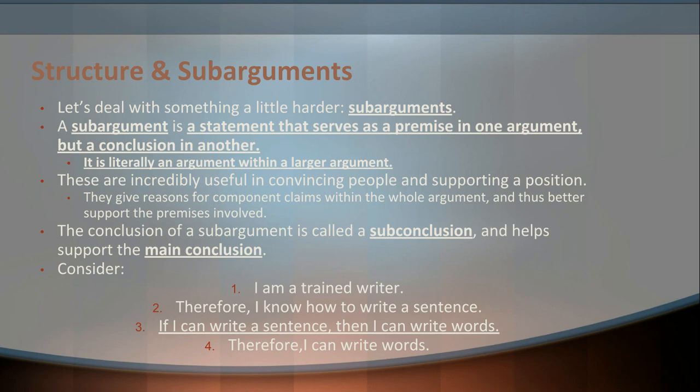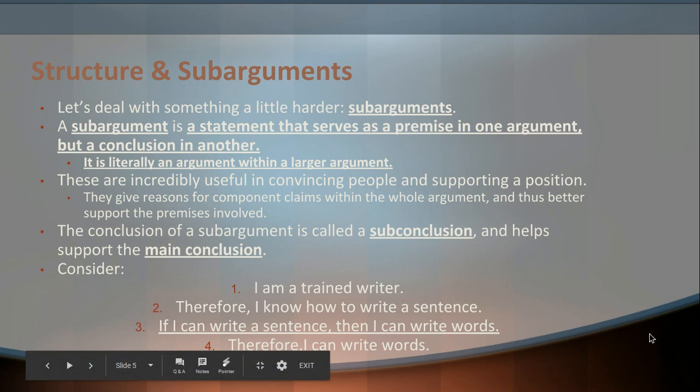The first of which will be what we refer to as a sub-argument. Now, a sub-argument is a statement that serves as a premise for one argument, but is a conclusion for another one. It's literally an argument within a larger argument that has its own conclusions and should be labeled as such. We can look at an example of this sort of thing down here at the bottom.